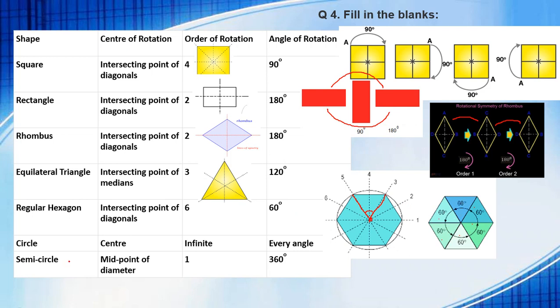Now consider a circle. As we know, the center of a circle is the intersection point of its diameters. When we draw 2 diameters of the circle, the diameters intersect each other inside the circle, and that is the center of the circle. So the center of rotation is the center of the circle, which is the midpoint of the diameter, or we can say the intersection point of the 2 diameters.